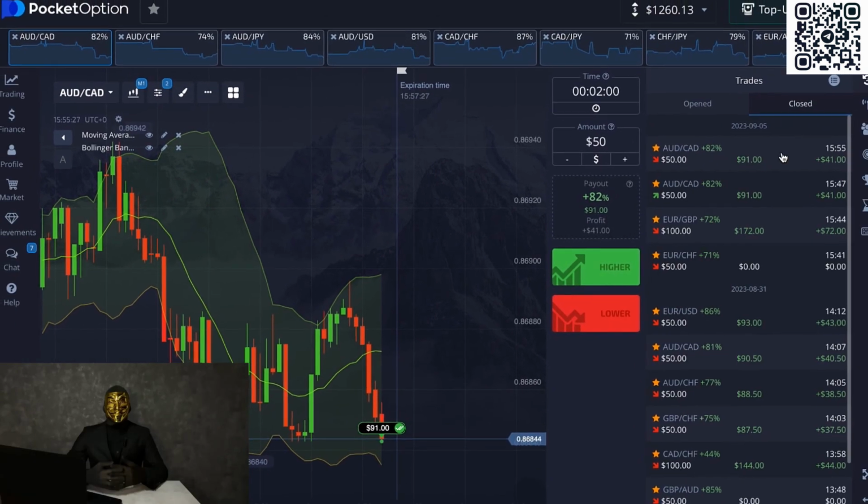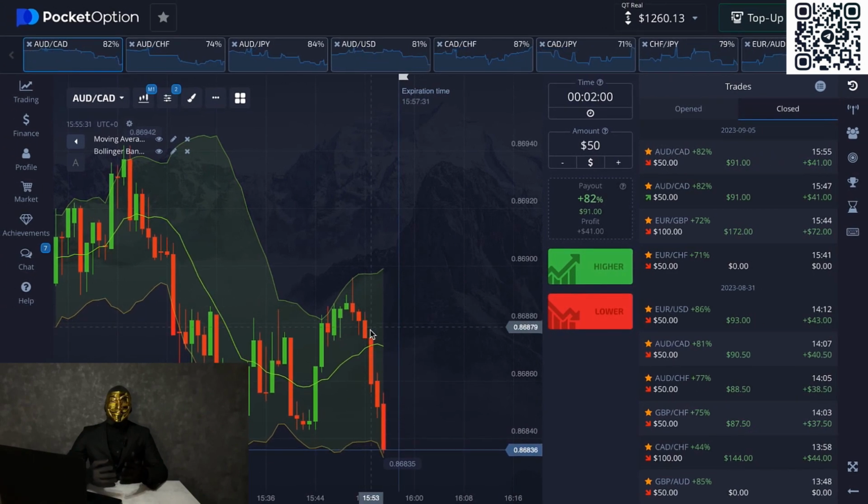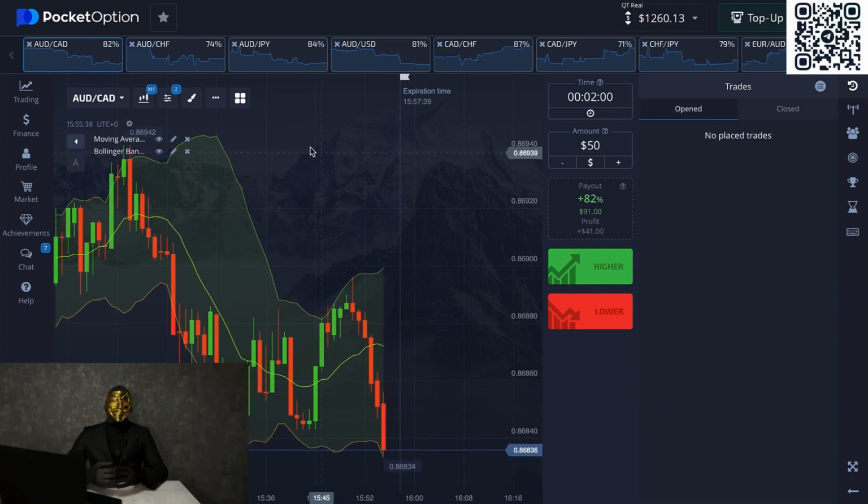Great, another one of our deals has also gone into the plus. As you can see, the strong trend and downward movement continued after the opening of the position, thanks to which we closed a profitable deal. Well, let's look further.